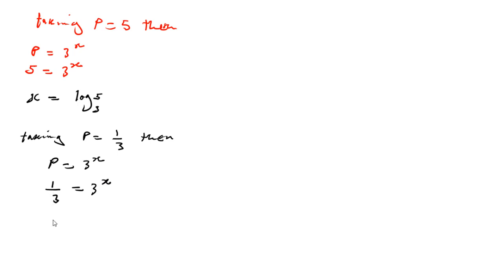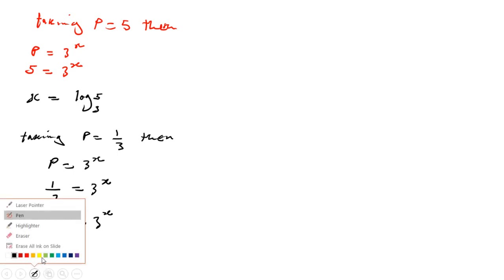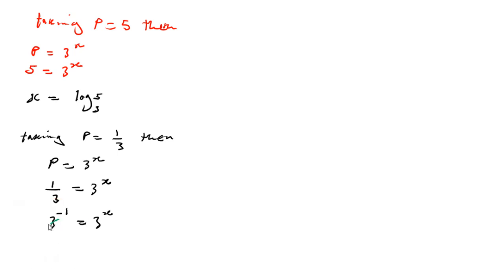This expression can also be written as 3 to the power -1, since it is 1 over 3, and this will be equal to 3 to the power x. Since the bases are the same, you can easily work it out. So that one and that one, in this case, x is equal to -1. Okay.